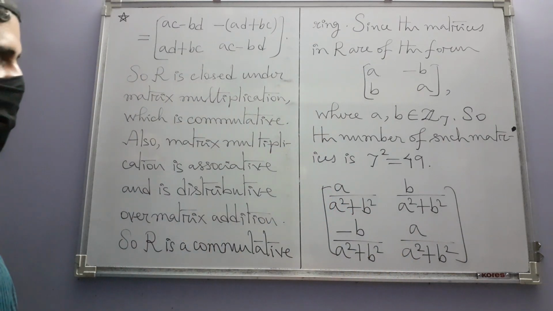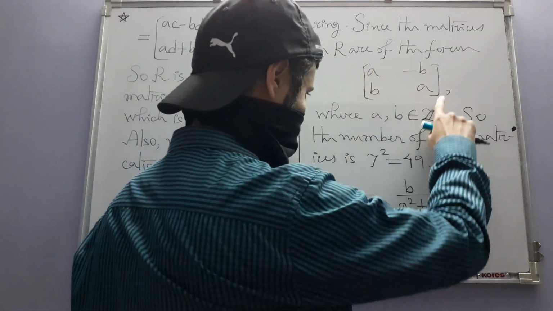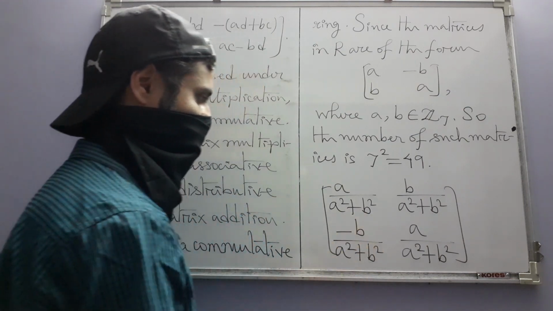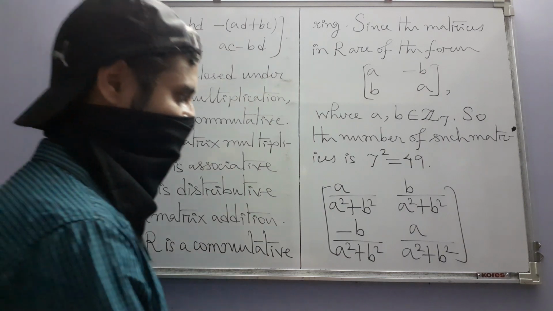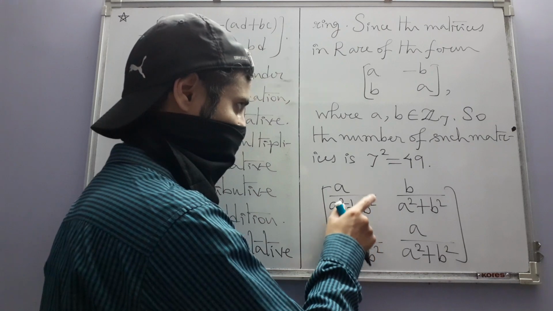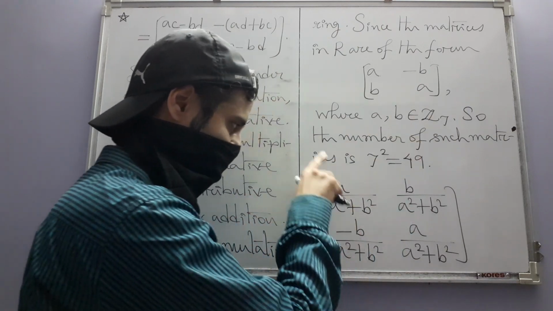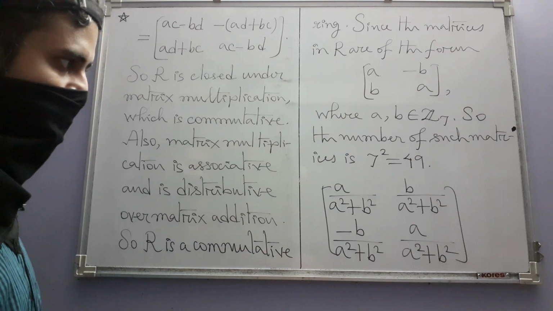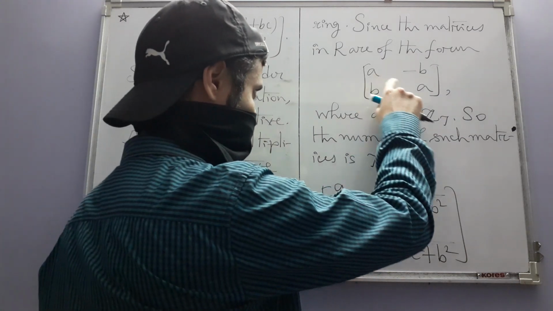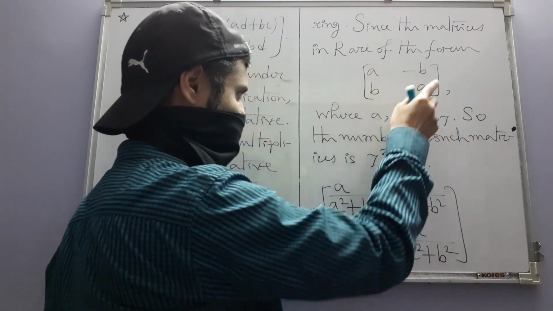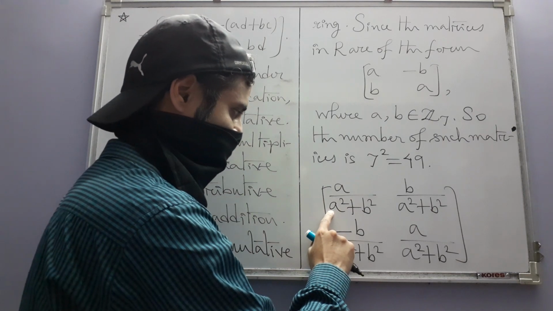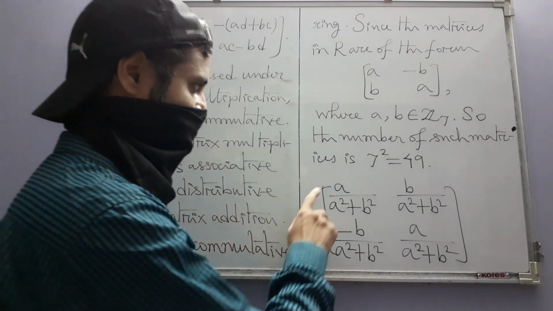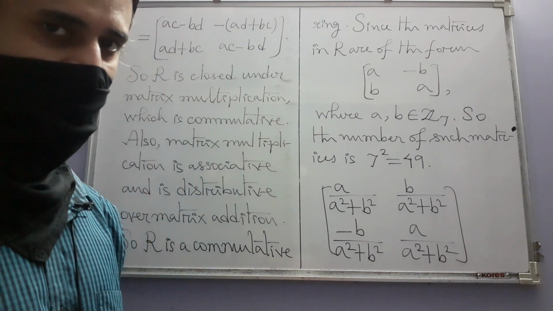Now the question is this: if this is a non-zero matrix in R, is a square plus b square non-zero? Because if it is, then being an element in the field Z7, it will have an inverse, which is the reciprocal. Reciprocal means its multiplicative inverse, and that will give you this inverse matrix. But if for a non-zero matrix you also get a square plus b square equal to 0, then the inverse will not exist. And that's where the difference between Z7 and Z5 will come into play.